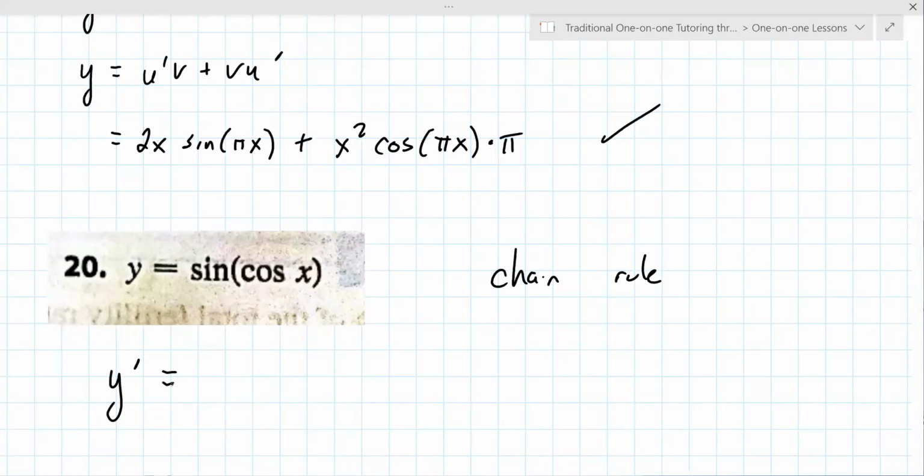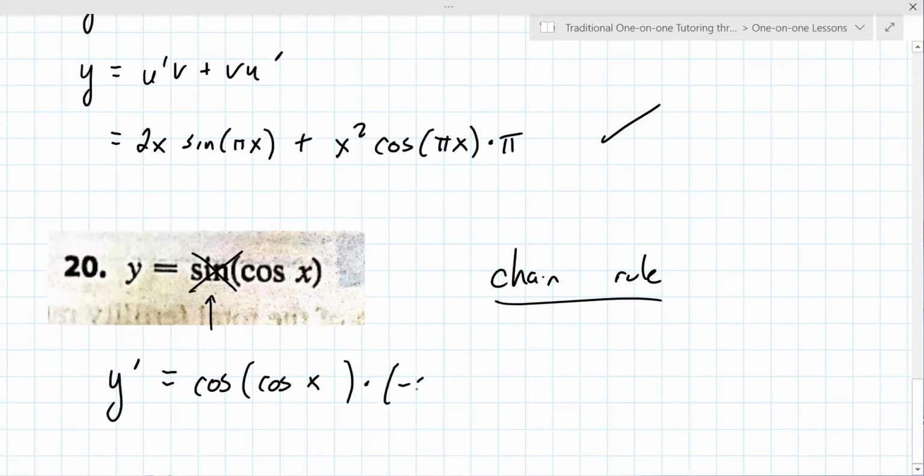All right, I was just writing it down. All right, so first it'd be y prime equals cosine parentheses cosine x. Okay, good. So that's done. Yep, times, and then it'd just be negative sine x. Very good. Done.